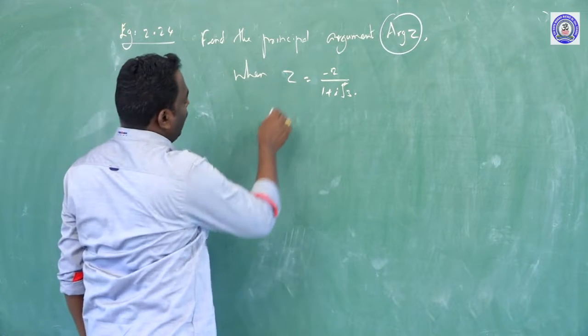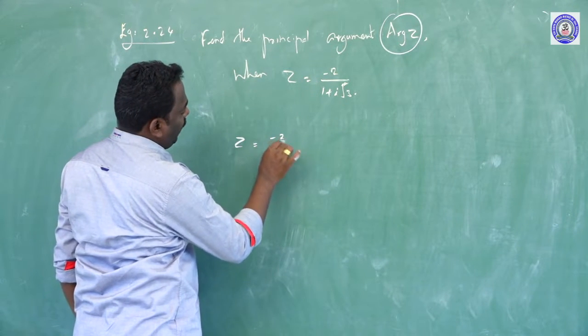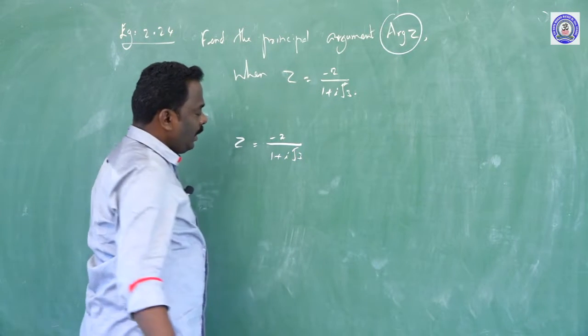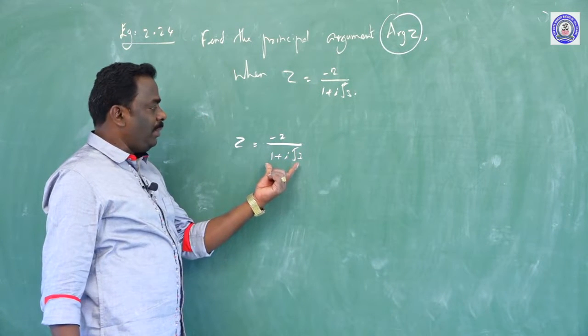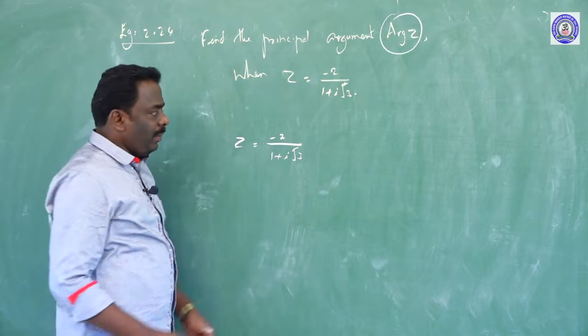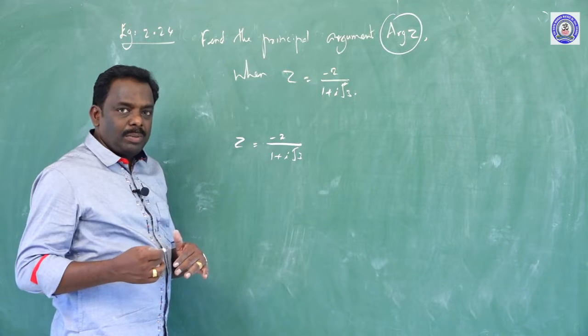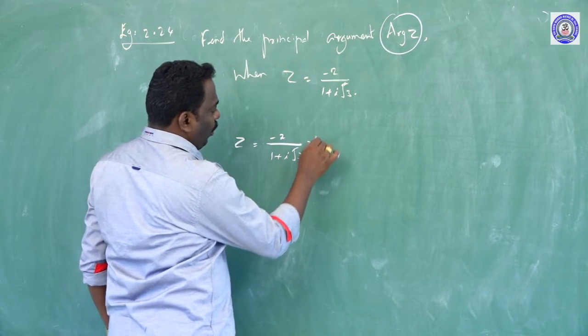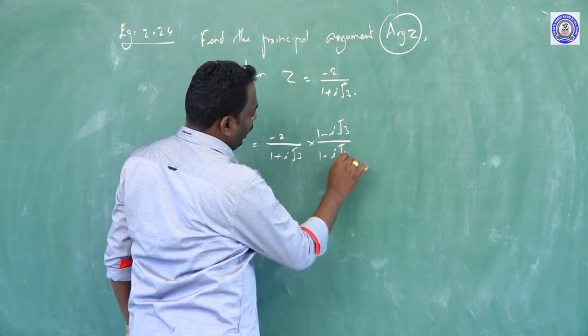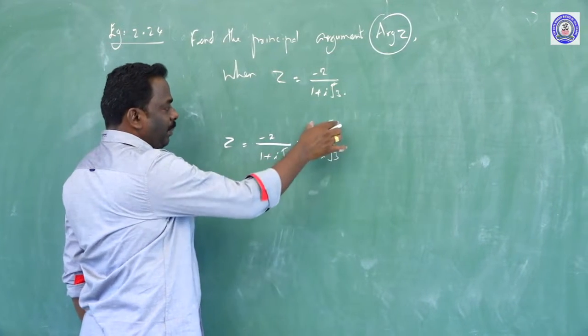Let us consider a given complex number Z equal to minus 2 over 1 plus i root 3. To remove the complex number from the denominator, we take the complex conjugate of the denominator and multiply and divide by it. Therefore, multiply by 1 minus i root 3 over 1 minus i root 3, the conjugate of the denominator.